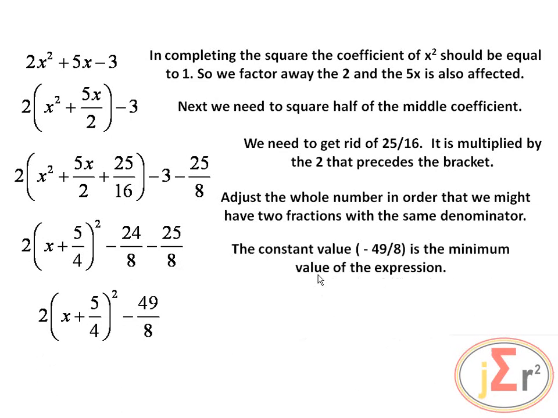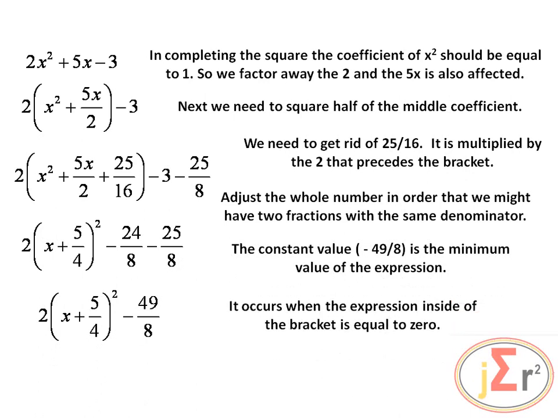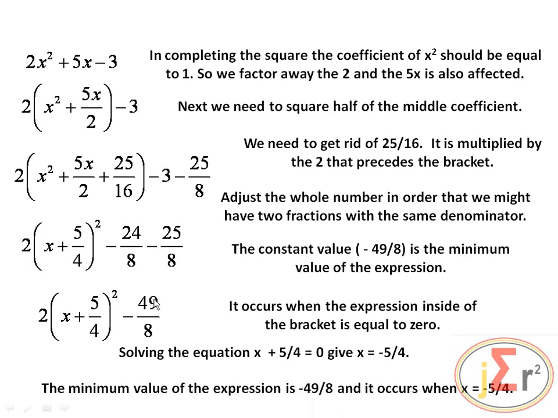The constant value, negative 49 over 8, is the minimum value of the expression. It occurs when the expression inside of the bracket is equal to 0. So solving the equation x plus 5 over 4 is equal to 0 gives x is equal to negative 5 over 4. The minimum value is the constant value of negative 49 over 8, and it occurs when the one inside of the bracket is equal to 0, that is, when x is equal to negative 5 over 4.